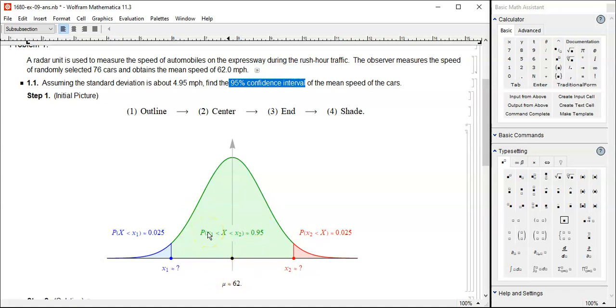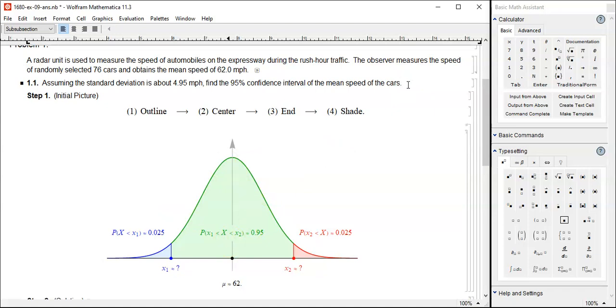And then outside we have this blue part. Too small, so I'm going to cut those away. And here, too large, so I'm going to cut those away. 2.5% and 2.5%, so that the middle is 95%. Does it make sense? The total has to be 100%, and it has to be symmetric.